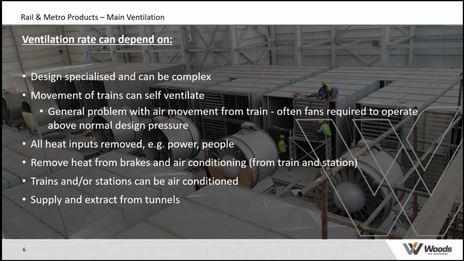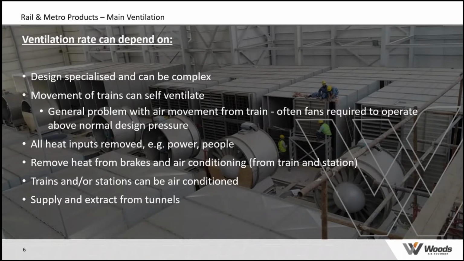All the heat from the electric motors, from people, that's all effectively discharged into this space. So we need to be able to make sure that we deal with that heat and we don't get excessive heating underground, because it wouldn't be very pleasant to be in that space. You've got the heat from the brakes. If the trains are air conditioned, all that heat is rejected generally into the tunnel. And you've also got potentially air conditioning in the stations, which again, that heat is then discharged into this underground system.